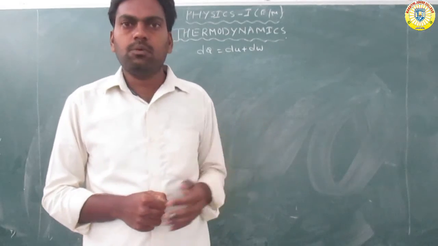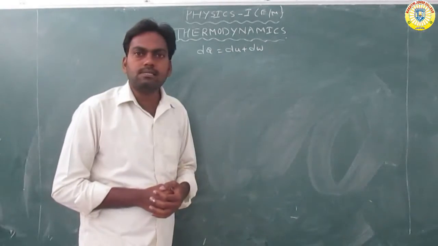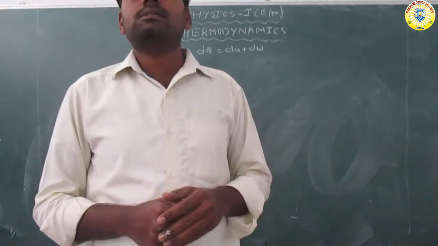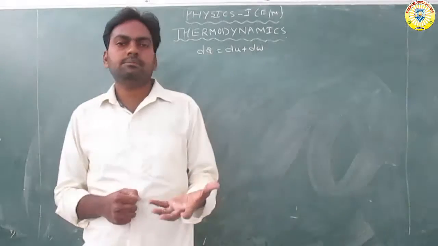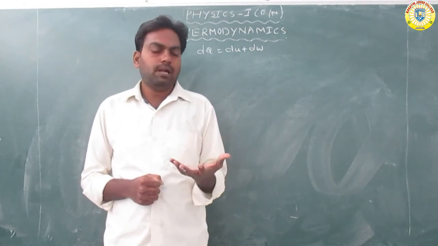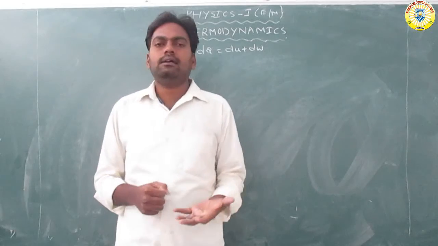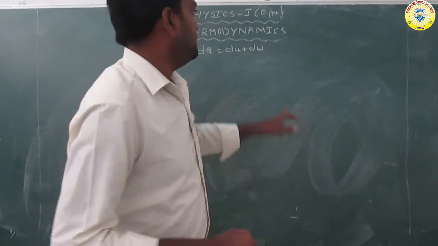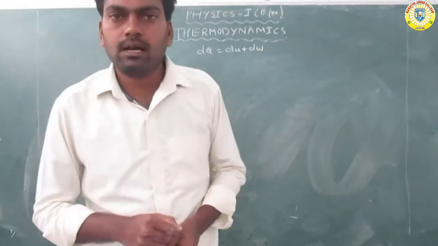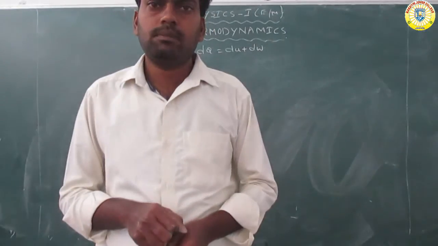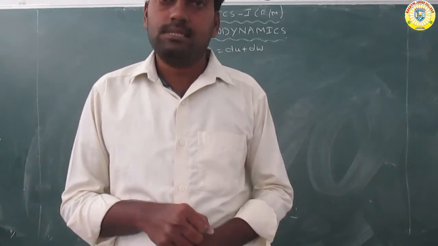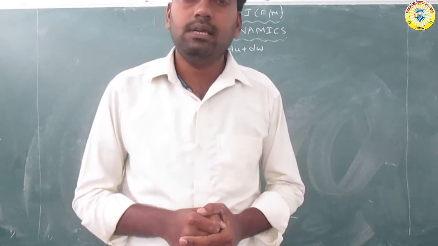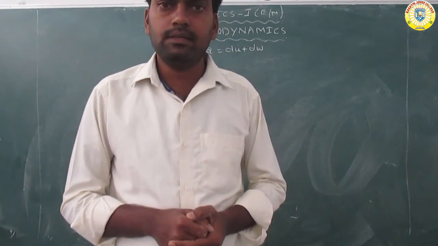Okay, so du plus dw. du means the internal energy developed, as the temperature is increased. And dw means some amount of work done by the system. So dq is equal to du plus dw. Okay, got it.